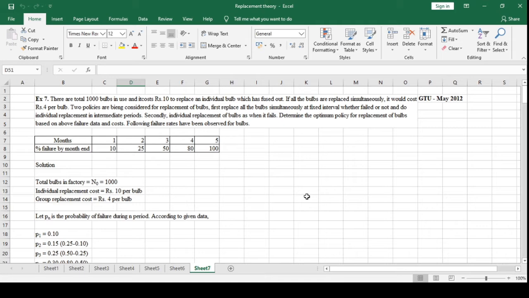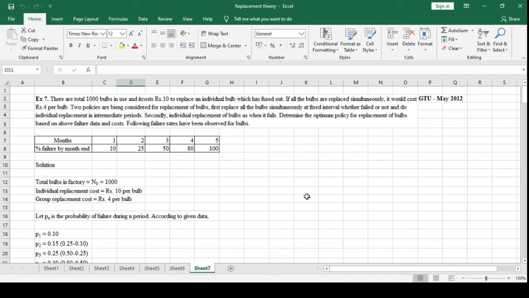But at the same time, if you replace all the tube lights after a certain period of time, then we have to replace those tube lights also which have not failed. So in group replacement we will have two conditions, where two types of quotations will be given to us. One will be for individual replacement and the other for group replacement, and we have to choose between those conditions. Okay, so here is the example.